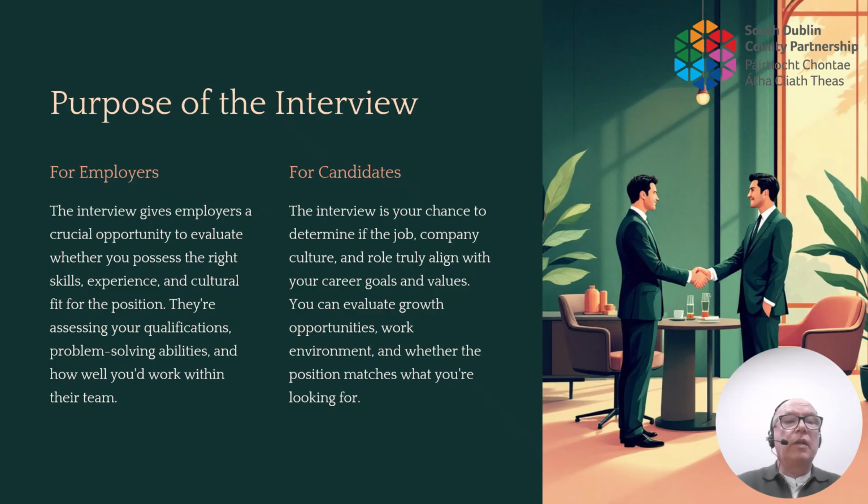So the purpose of an interview. For employers, the interview gives a critical opportunity to evaluate whether you possess the right skills, experience, and cultural fit for the organization. They assess your qualifications, problem-solving ability, as well as your working within their team. For the candidates themselves, the interview is your chance to determine if the job, company culture, and the role truly align with your career goals and values. You can evaluate opportunities, working environments, and whether the position matches what you're looking for.